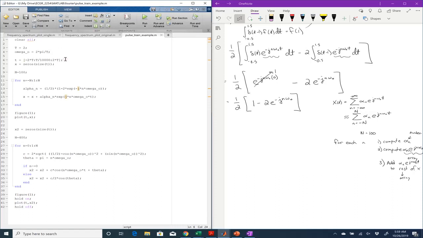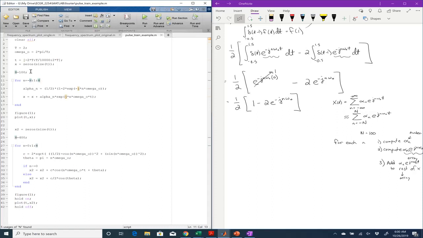Then I define a time vector. Okay, and that time vector in this case spans 4 periods, so from minus 2 times T to 2 times T. And then I create x, which is my ultimate output. I create it as basically just a zero vector, a zero array. And then I have my for loop.